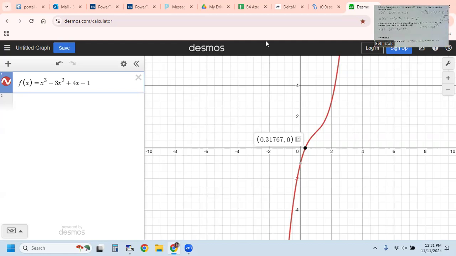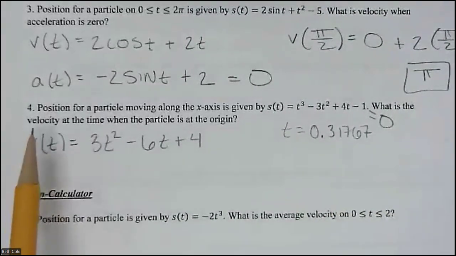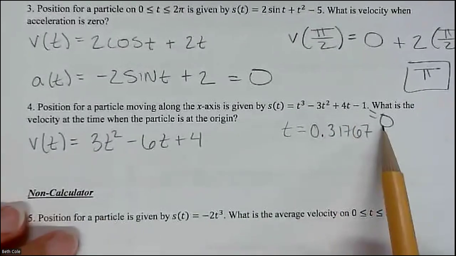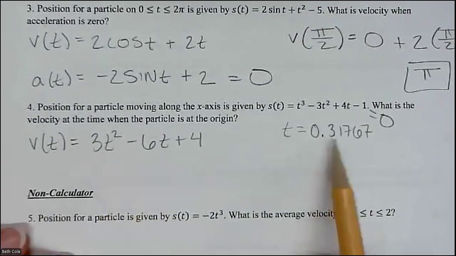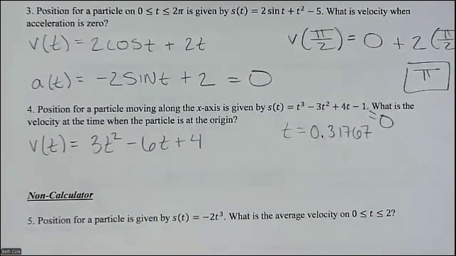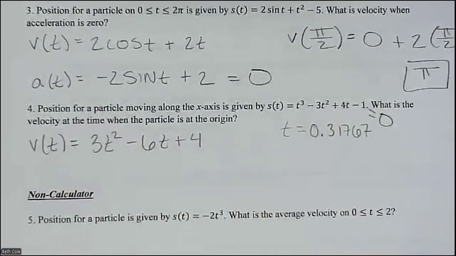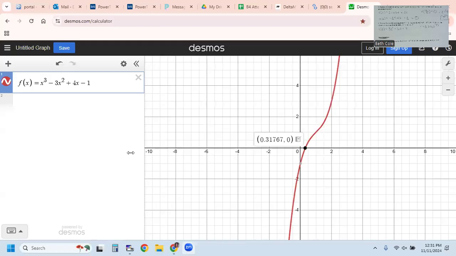Sorry, I can't have my paper up here at the same time as the computer. But anyway, that's the time that we got. It says, what is the velocity at that time? So you're going to take that number and plug it into velocity. And just use all the decimals so it'll be accurate enough. Again, it'll be multiple choice. So if you get close enough, you'll be able to pick the right answer. But we want the velocity at that time.